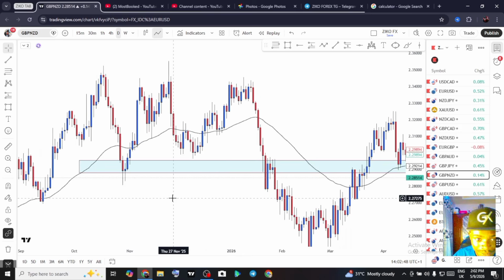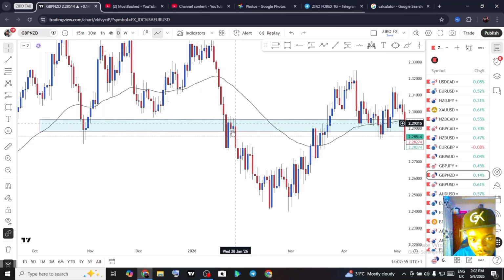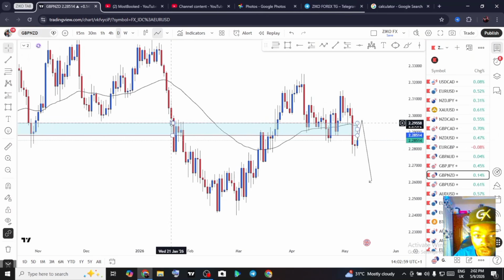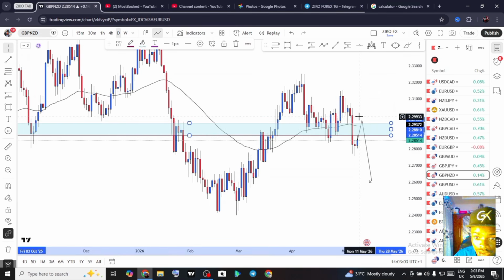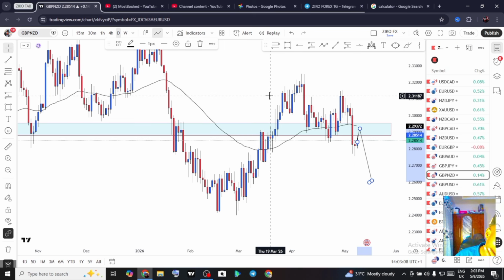So this area, you might argue if it's a clean one or it's not, but this is a very clean rejection, this particular one right here. This one you can argue if it's a clean one or not. You can also argue if this is a clean one or not. But there are actually reactions at that area, right? So I do believe that market could actually use this area to sell. Just be aware that this area of interest is not really as strong, but it could actually work out, right?